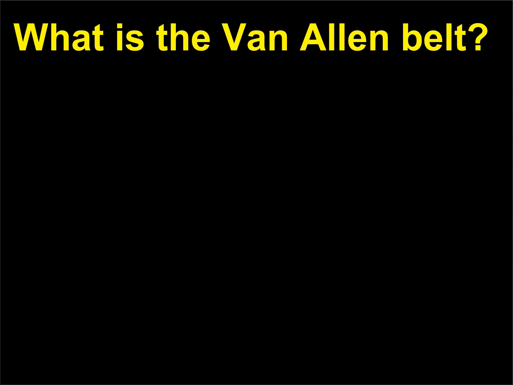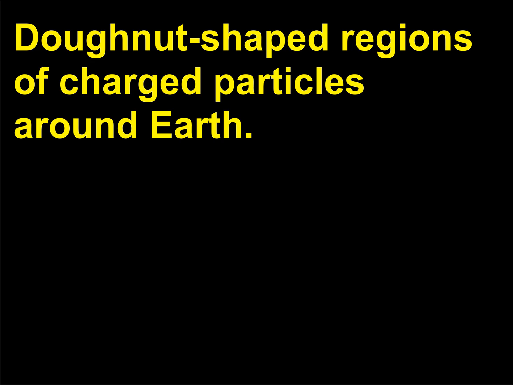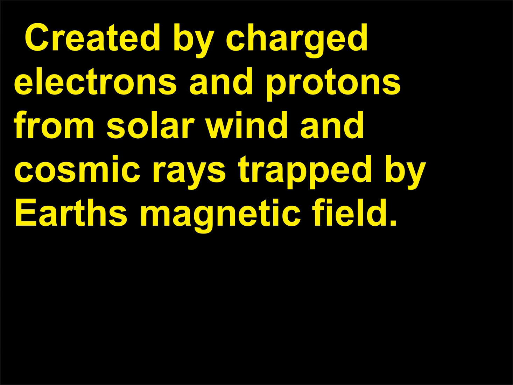What is the Van Allen belt? Donut-shaped regions of charged particles around Earth. Created by charged electrons and protons from solar wind and cosmic rays trapped by Earth's magnetic field.